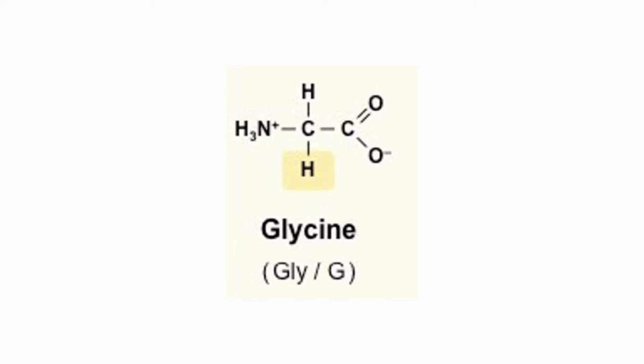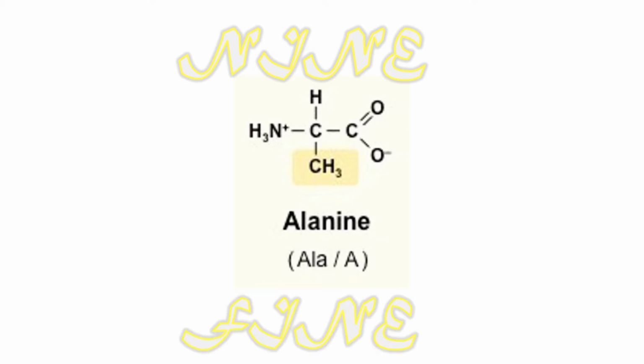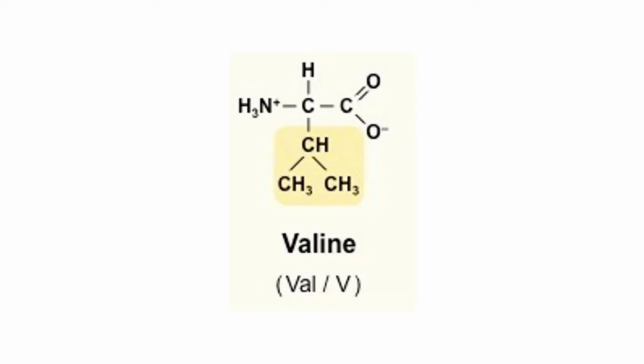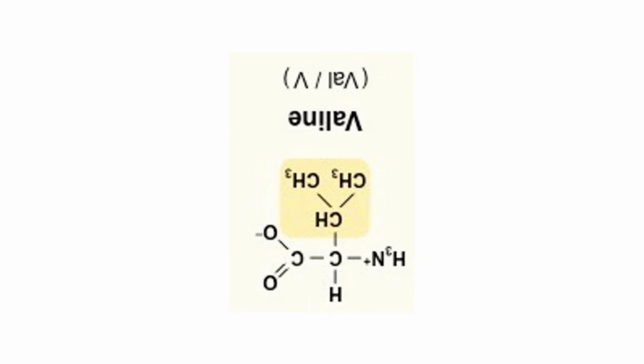Glycine. He's my boy. He's my G. Simple to remember because it's just like your alphabet. G has an H. Alanine, or alanine if you prefer, for when you're feeling fine, just do that methyl group. Don't do drugs, kids. Valine is nice. If you turn that frown upside down, you'll see there's actually a V for valine.